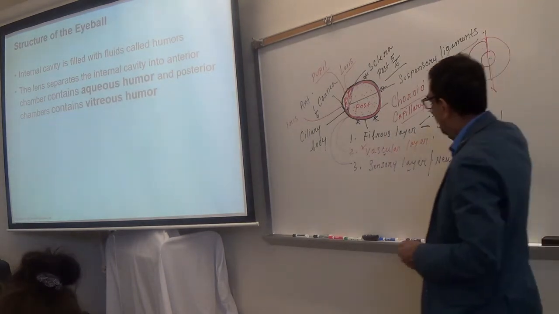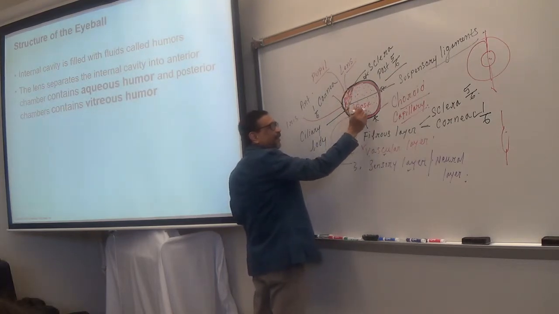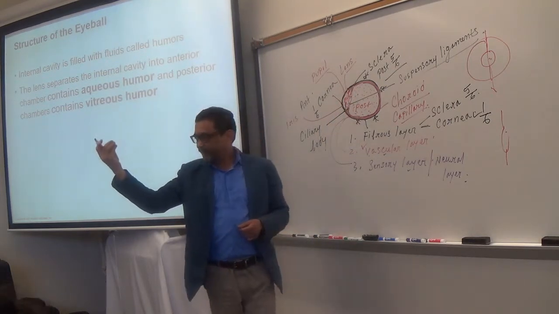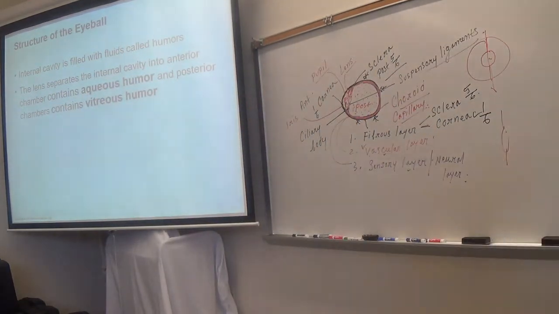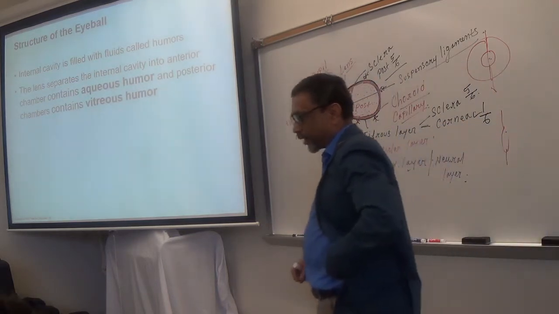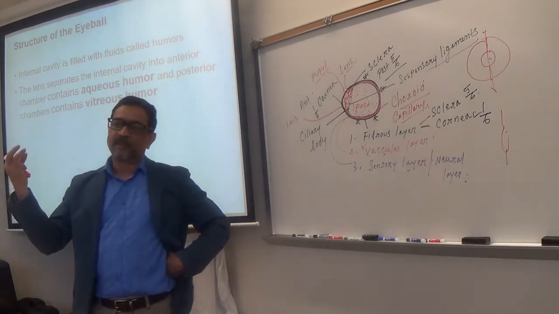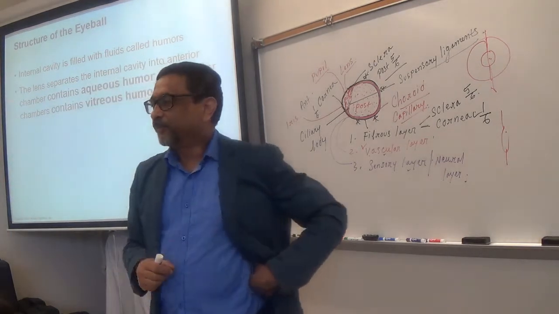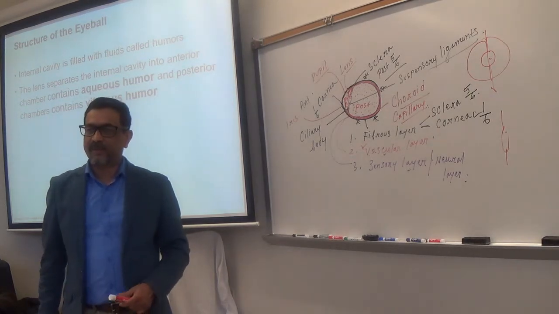Posterior chamber is much bigger. It's behind the lens and filled with a jelly-like fluid. So it's thick, jelly-like fluid. And that is called vitreous humor. So now you see the slide, aqueous humor and vitreous humor. Which one is water-like? Aqueous. And which one is jelly-like? Vitreous. Make sense?